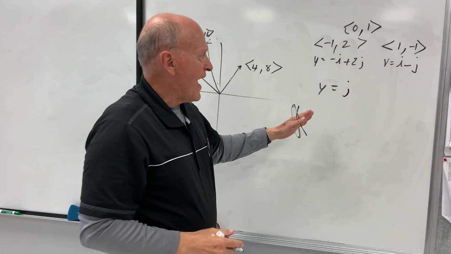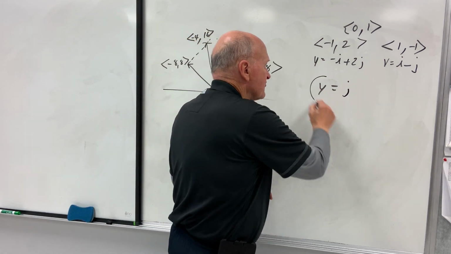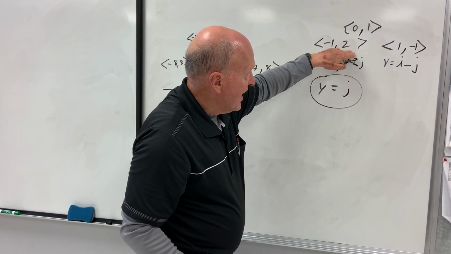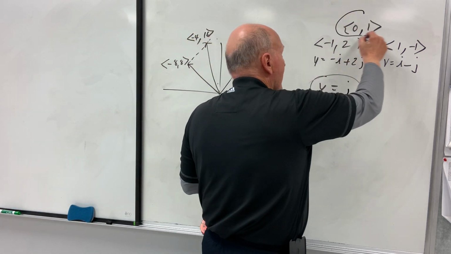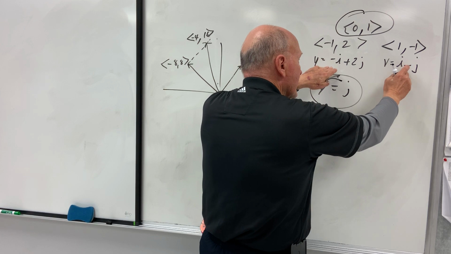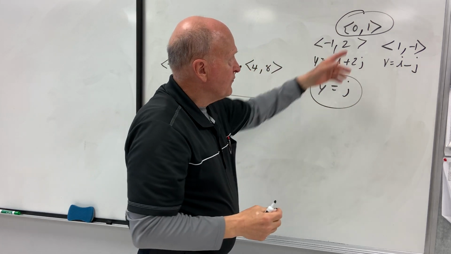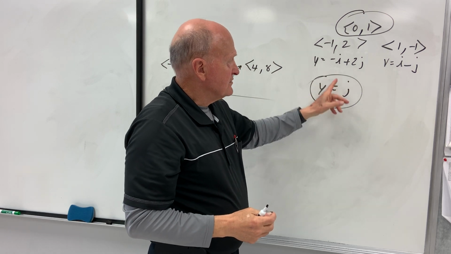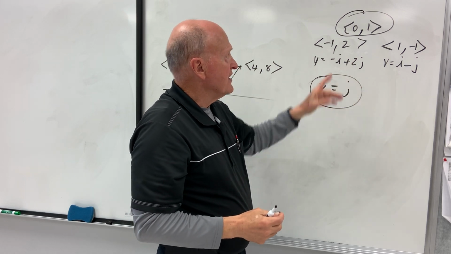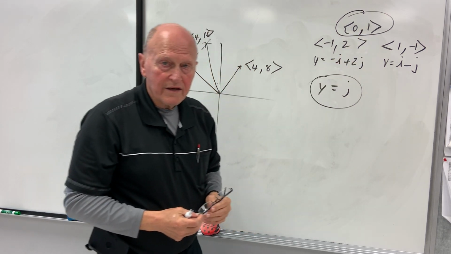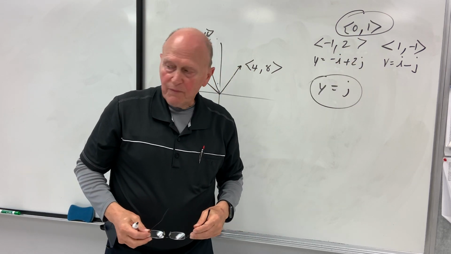So I have 0i plus j, and this is the sum of my vectors. If I write it in that form, this would be my answer. If I do it in IJ form, this would be my answer. Both of these mean the same thing. 0i, 1j. X component 0, Y component 1. Meaning exactly the same thing.